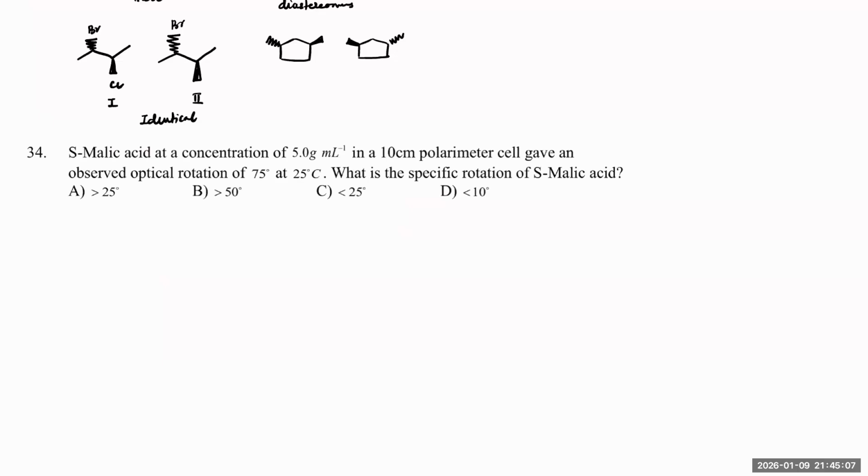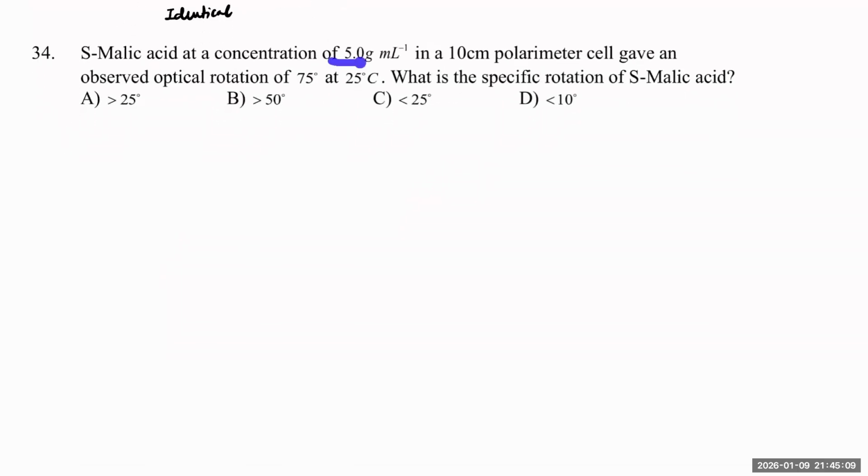S-malic acid is at a concentration of 5 gram per ml in a 10 centimeter polarimeter, giving an observed rotation of 75 degrees at 25 degrees Celsius. What is the specific rotation of S-malic acid? So you know that angle theta will be equal to alpha, which is the specific rotation, into C into L. So what will be the alpha value here? That will be equal to theta, which is 75 degrees, divided by concentration, which is 5. Now observe it carefully. It is given 5 gram per ml.